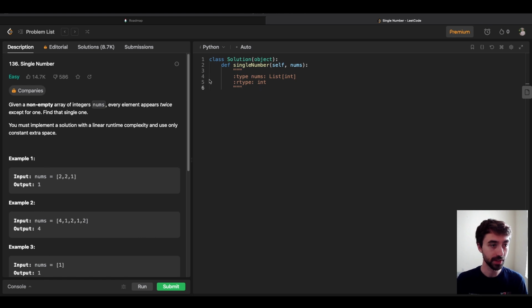But this first problem is called single number, and we are given a non-empty array of integers where every element appears twice except for one. Find that single digit. It says you must implement a solution with a linear runtime and use only constant extra space. And I'll talk about why that is a pretty restrictive requirement in a second. But let's jump down to the whiteboard here and talk about this.